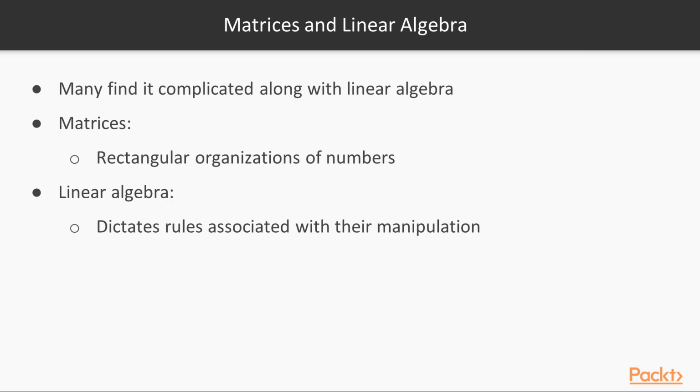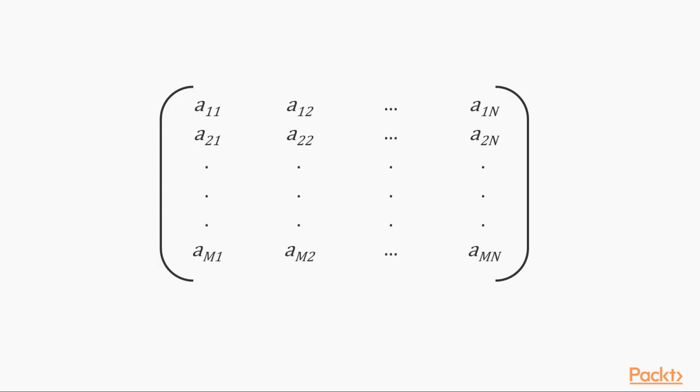Matrices and linear algebra may seem complicated to many people, but simply put, matrices are just rectangular organizations of numbers, and linear algebra dictates the rules associated with their manipulation. For example, a matrix A with numbers arranged on an M by N rectangle may look like this. The components of A are the individual numbers that we are arranging into a matrix, and the subscripts indicate the location of the components within the matrix. The first index is the row index, and the second index is the column index.